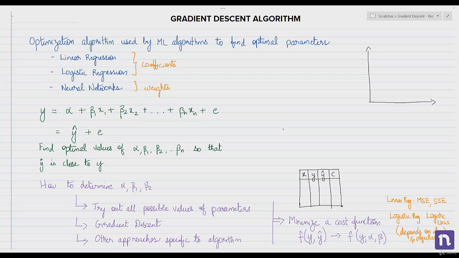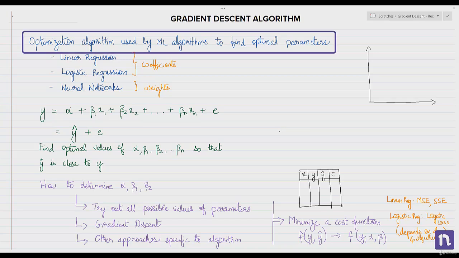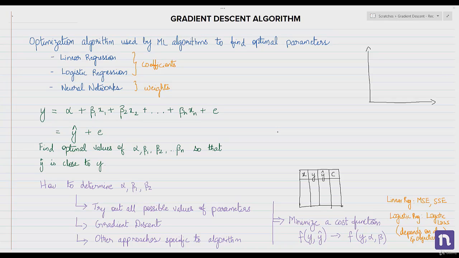Gradient descent is an optimization algorithm that is used by other machine learning algorithms to find their optimal parameters. For example, algorithms like linear regression, logistic regression, and neural networks use gradient descent in the backend to find their respective parameters. In case of linear and logistic regression, we call the parameters coefficients, whereas in neural networks, we call them weights.